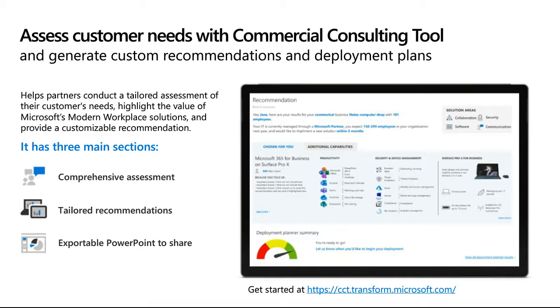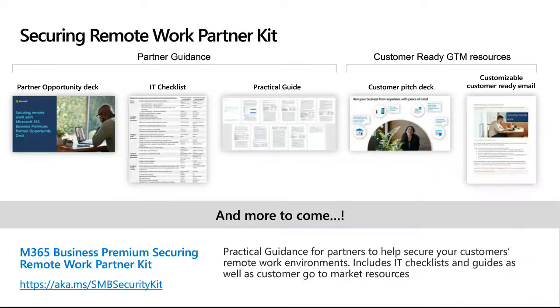So we have a securing remote work partner kit, which has lots of different things in there. It's got some decks, some checklists, some practical guides, some pitch decks, and we also have some things like battle cards. You can find this at aka.ms/SMBsecuritykit. And this really goes through everything you need for secure remote working. Again, if you do want to speak to myself or Mike, please reach out and we can send these to you.